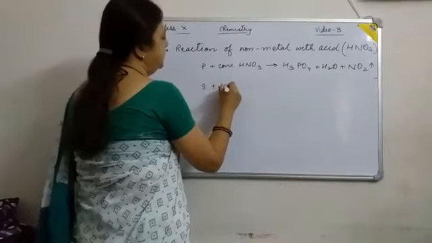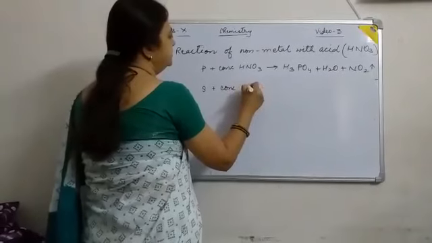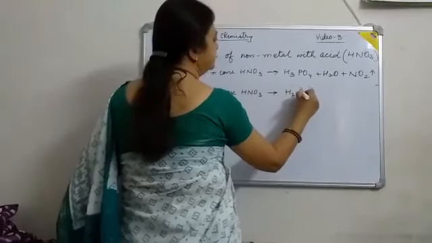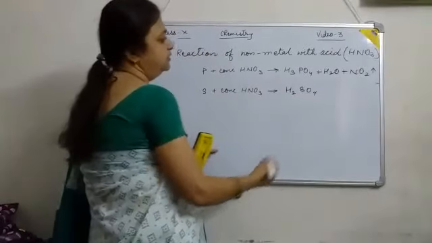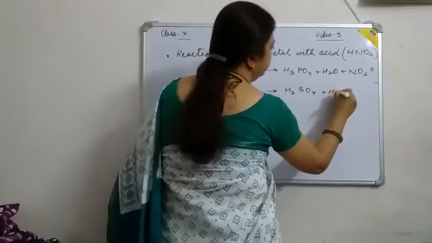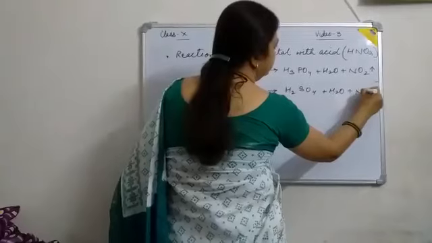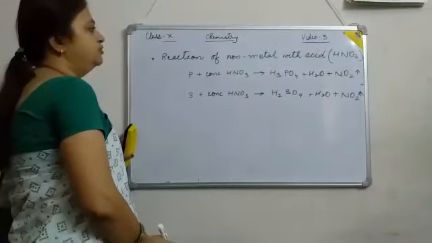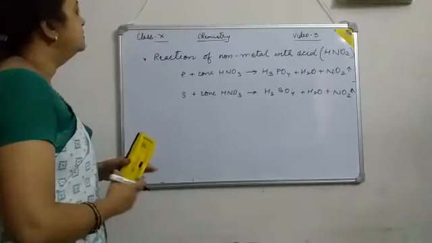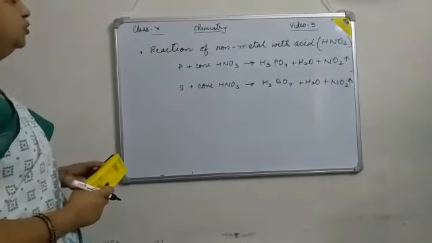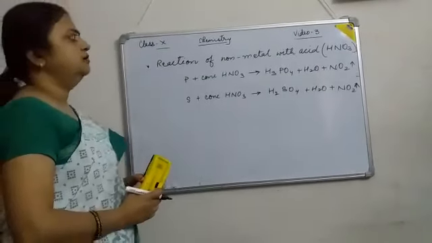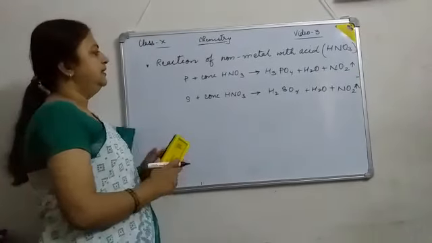Sulfur, when it reacts with concentrated nitric acid, then sulfuric acid is formed along with water with the liberation of nitrogen dioxide. Brown fumes of nitrogen dioxide are liberated in these two reactions. These are the reactions of metals and non-metals with acids.